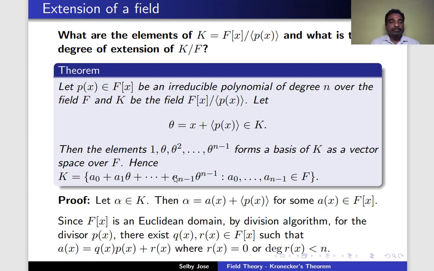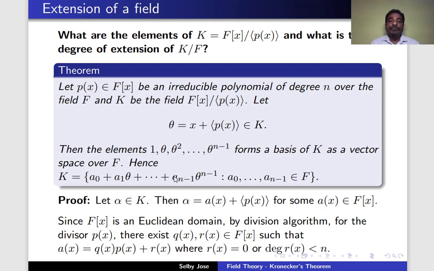So let us see a theorem which states the following. Let p(x) belonging to F[x] be an irreducible polynomial of degree n over a field F, and K = F[x]/⟨p(x)⟩, which is a field. Let θ = x + ⟨p(x)⟩, which is definitely an element of K. Then we can show that the elements 1, θ, θ², and so on, θ^(n-1) form a basis of K as a vector space over F.